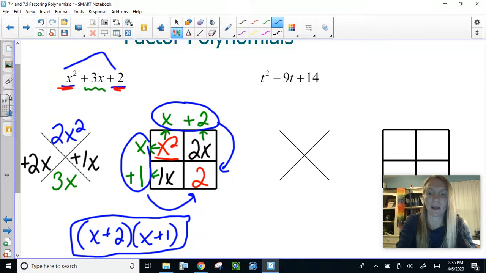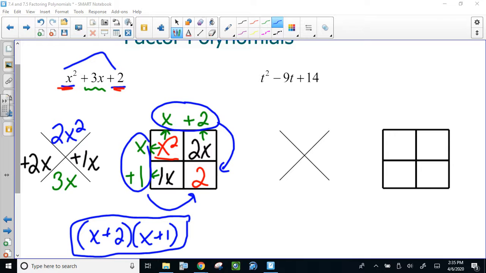All right, let me close this down and let's take a look. So we do our first term times our last term. I'm going to make a little rooftop here. And so I'm going to do t squared times 14, so that's just going to be 14t squared. And then we want to find the middle term. It's going to add to make negative 9t.